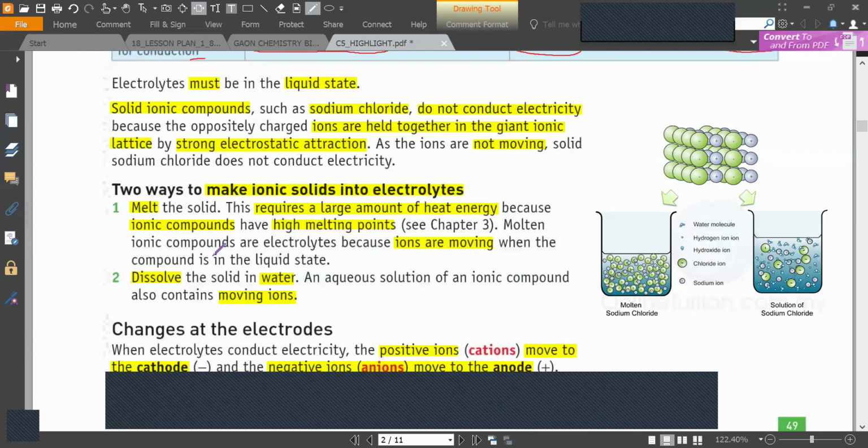Okay. So next, we'll look at the electrolyte. It must be in liquid state.